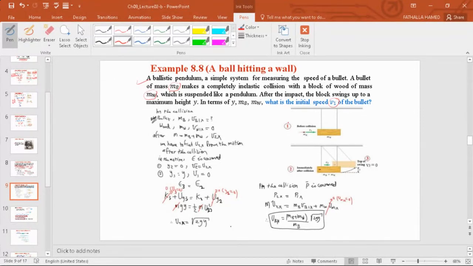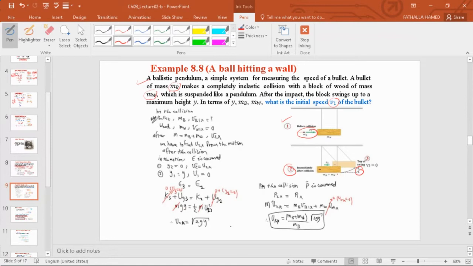So in the initial situation here, you have a wooden block which is stationary, and you have a bullet coming in with speed v1. When the bullet strikes the wooden block, it actually gets stuck inside the wooden block, and of course that will make the wooden block with the bullet move as one system. So that's our second situation here. It will swing to a maximum height here, which we call y.